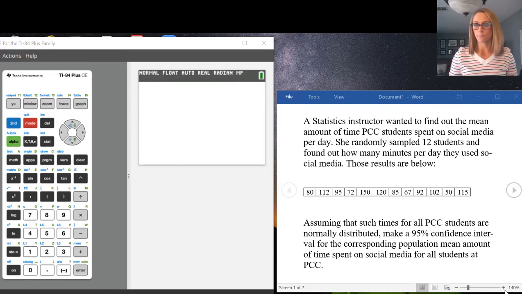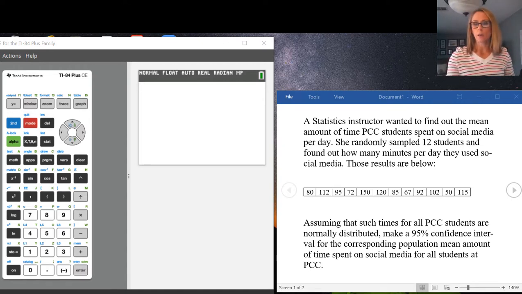They collect that data. We're given that we assume that the times for our population are normally distributed, and we want to make a 95% confidence interval for the true corresponding population mean based on this sample mean. So notice that we are given the raw data.